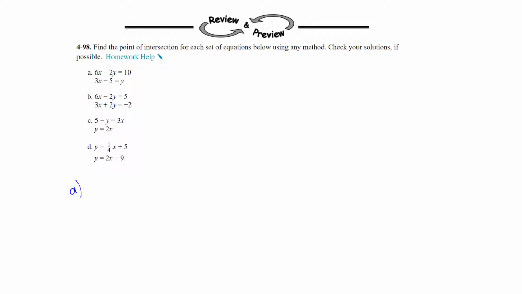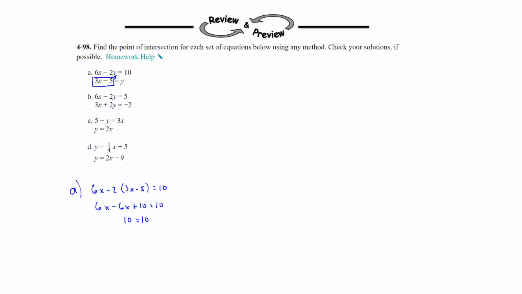6x minus 2y equals 10, 3x minus 5 is equal to y. So y is solved for, so we can substitute 3x minus 5 in for y into the first equation. 6x minus 2 times the quantity 3x minus 5 is equal to 10. Distribute the negative 2, so that will be negative 2 times 3x, which is minus 6x, plus 10 is equal to 10. The x's cancel, and we're left with 10 is equal to 10, which is a true statement. So that means that these two lines coincide with each other.